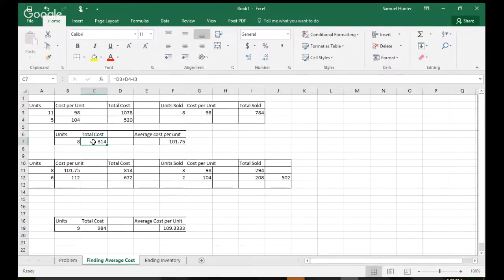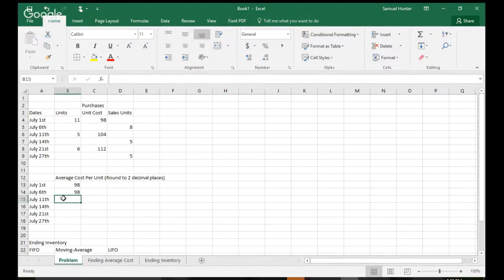And the units that we have is 11 plus 5 minus 8, which leaves us with 8 units. Now, 814 divided by 8 is an average cost per unit of $101.75 average cost per unit. So we'll go back to our problem and we put in 101.75.